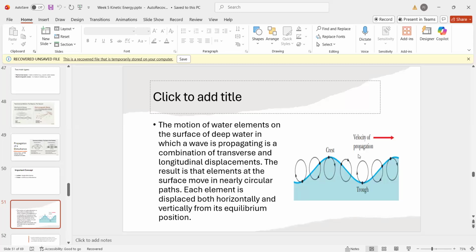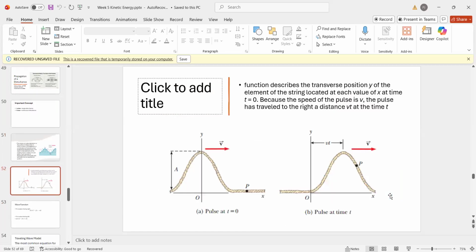See how the waves behave when they are coming to the shore. They possess both longitudinal and transverse waves. The motion of a water element on the surface of deep water in which a wave is propagating is a combination of transverse and longitudinal displacement. The result is that the element at the surface moves in a nearly circular path. Sometimes that water from the sea can pull you and send you away because of the stress. So you see this one, we have the crest at the maximum, the trough at the minimum. The wave is moving up and down, and it possesses a lot of velocity.